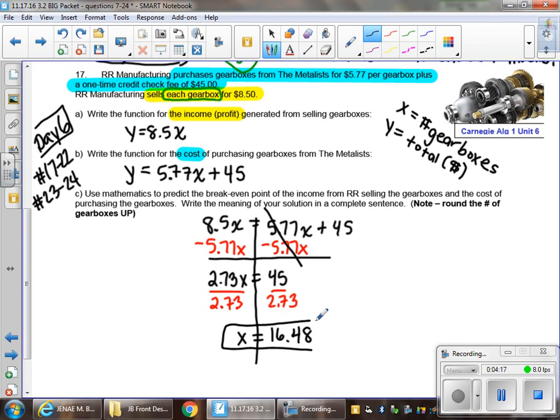We need to reason on what will the real world answer be. If I read closely, notice this bolded note, rounds the number of gearboxes up. So this means 17 gearboxes. It makes sense to round up here because 16 is not enough. It's 16 and a part of a gearbox, but you can't sell a part of a gearbox. So at 17 gearboxes, they will have broken even.